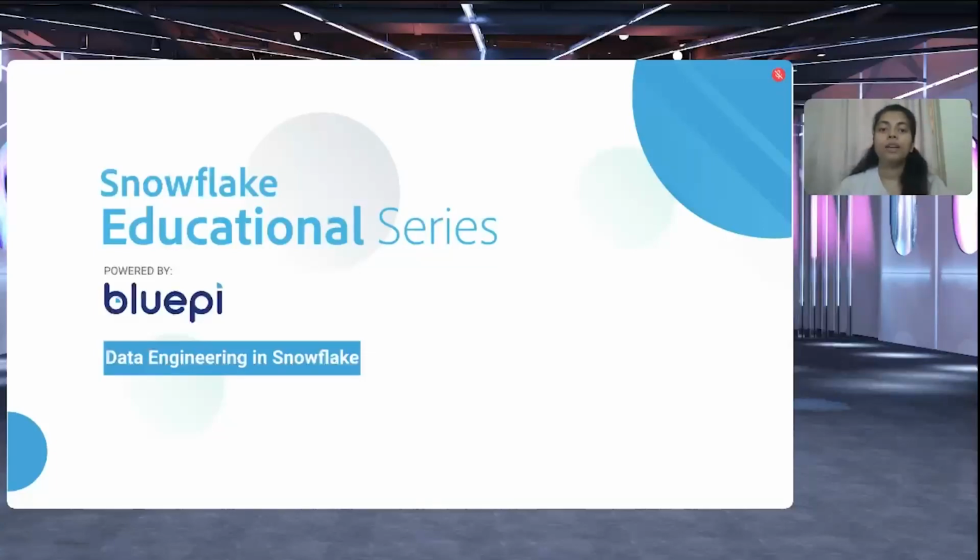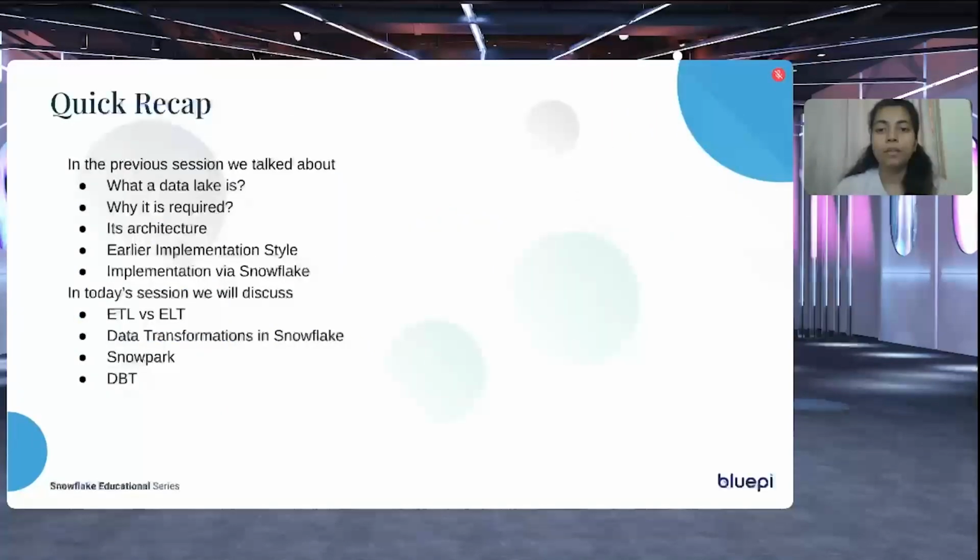Before starting, let's do a quick recap. In the last session, we learned what data lakes are and why they are needed, about their architecture, implementation styles, and best practices, and also how to implement data lakes via Snowflake. In today's session, we will start by talking about data pipelines. We will contrast the two techniques, ETL and ELT, and learn different ways to do data transformations in Snowflake, followed by a short demo on how to do the same via Snowpark and DBT.